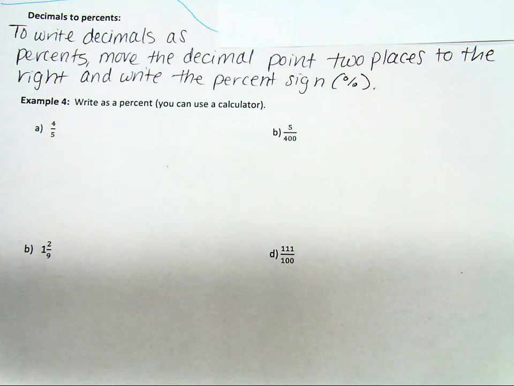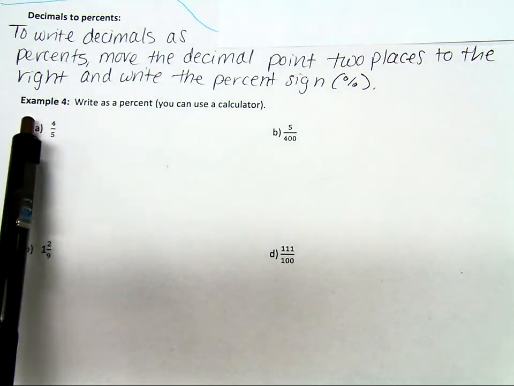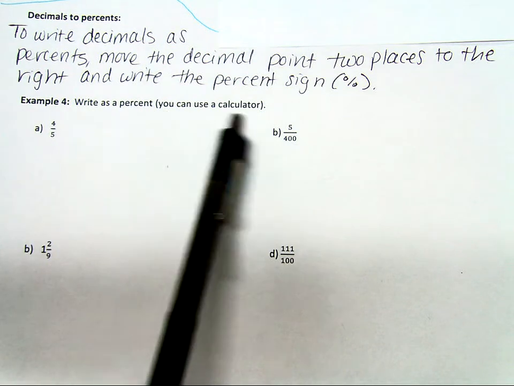Well, the examples we're going to go over, they actually give us a fraction first. So we're going to need to first change that fraction to a decimal and then write it as a percent. So this says, example 4, write as a percent. You can use a calculator.